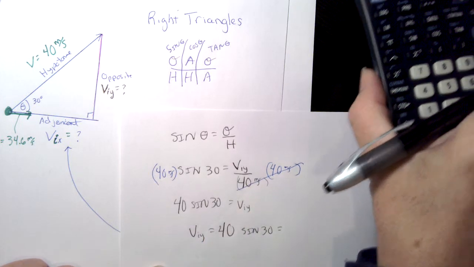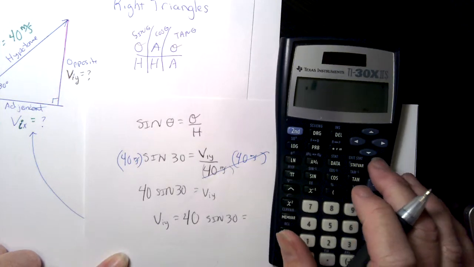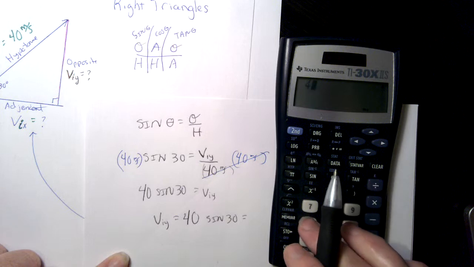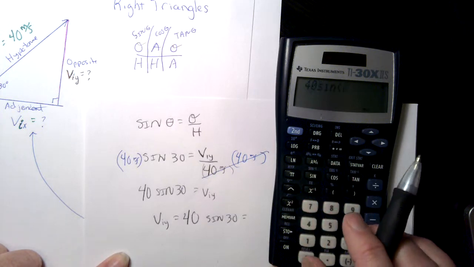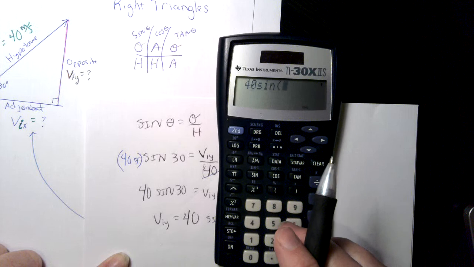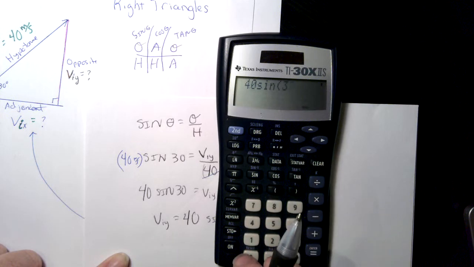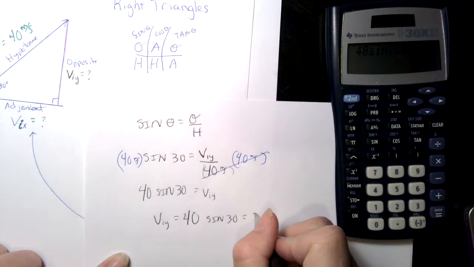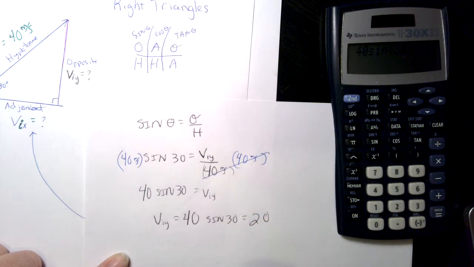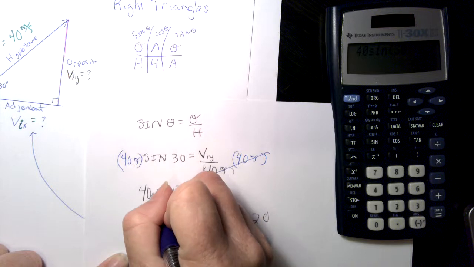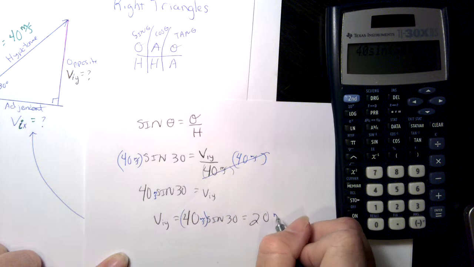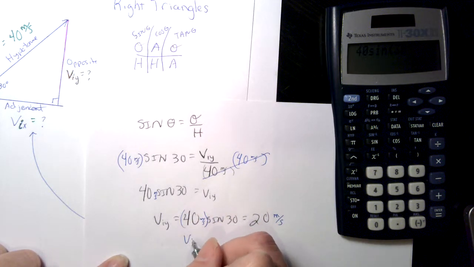And what do I get? Put that in the calculator. Clear thing. Make sure you're in degrees. The little symbol degrees. I put 40. Then I put sine. 40 sine. And then I need the number 30. That's the angle. What do I get? 20. And what's the unit? Well, the unit over here is really meters per second. You can ignore that if it makes it difficult for you. So V initial component in the Y is 20 meters per second.